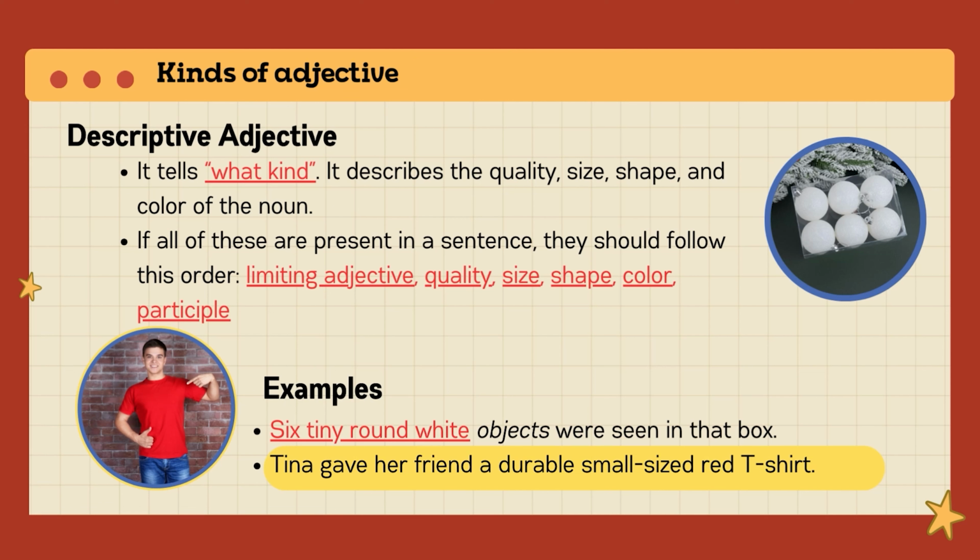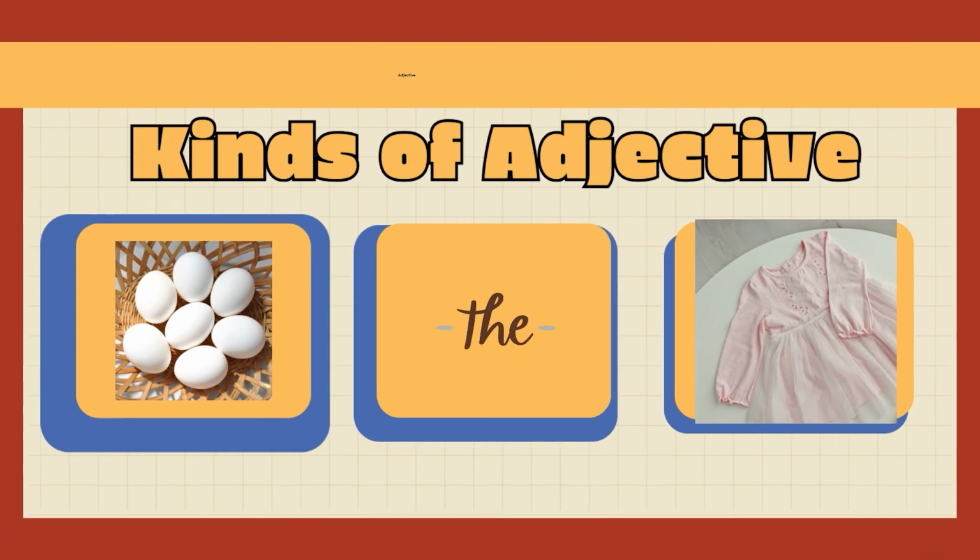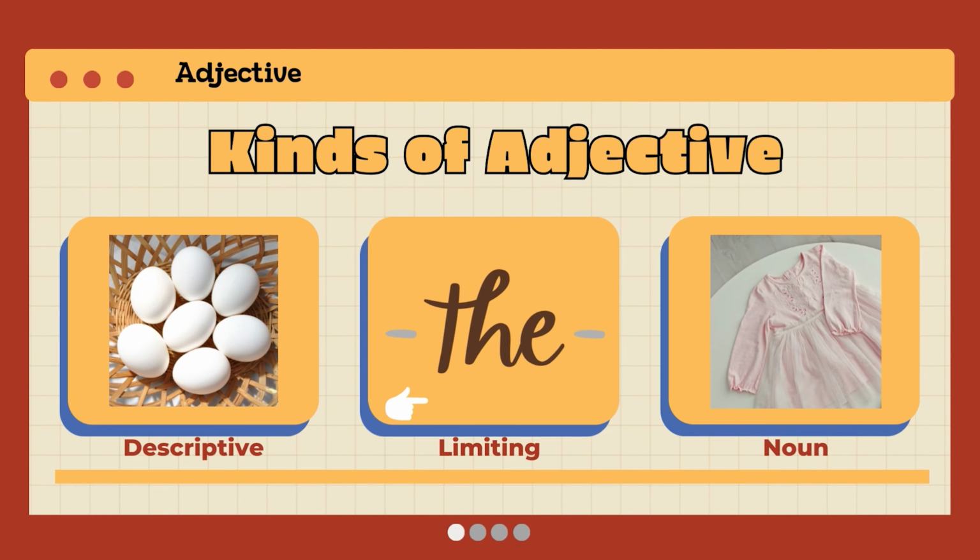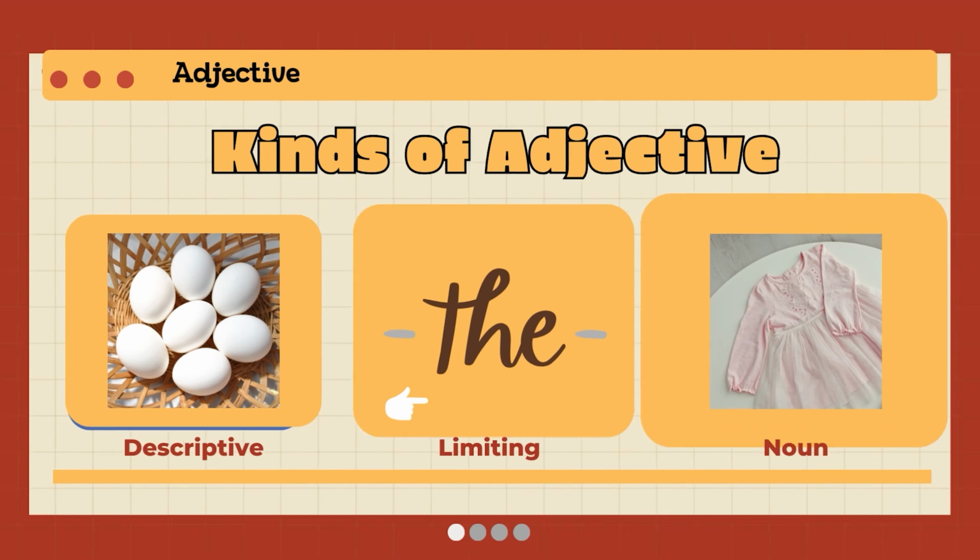Next one. Tina gave her friend a durable, small sized red t shirt. What is being described here? The t shirt. So, what about this t shirt? It is durable, small, and red. Okay, let us head to the second one, limiting adjective.